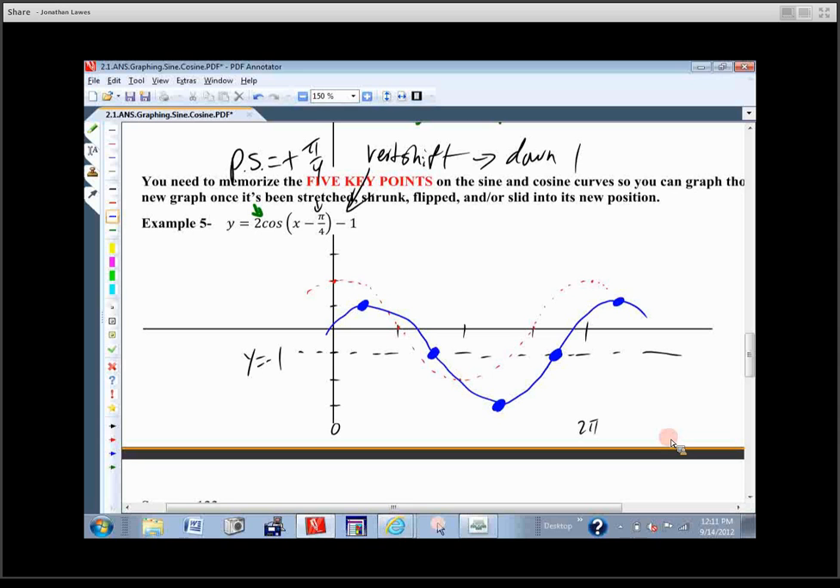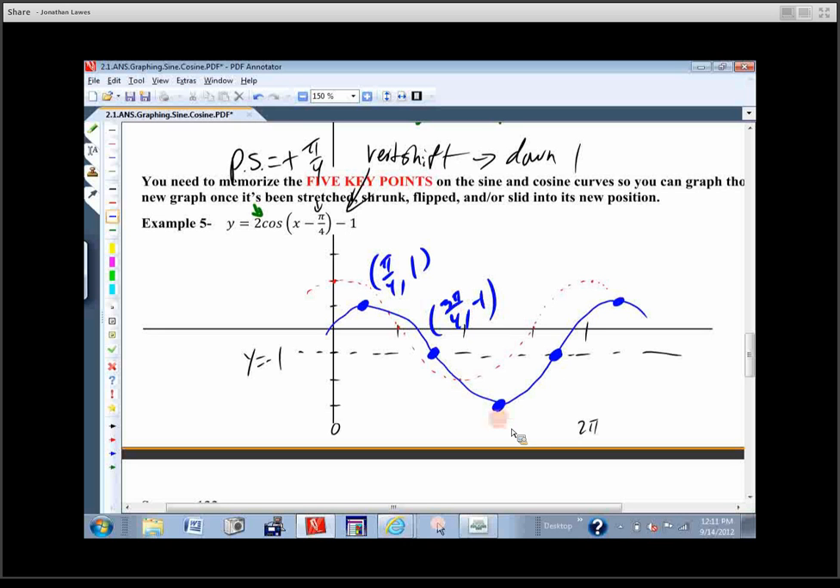This is our first one where we've done a vertical stretch, a phase shift, and a vertical shift. So if you need to look at the previous one, no problem there. That point right there is at pi fourths, comma, where is it? It's at 1. This one right here is at 3 pi fourths, comma, negative 1.